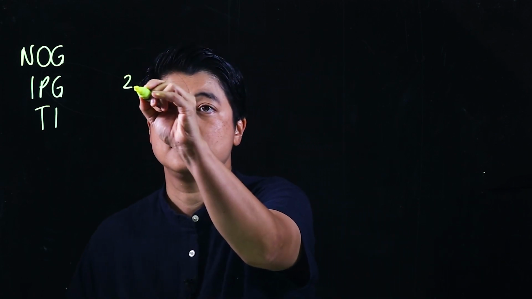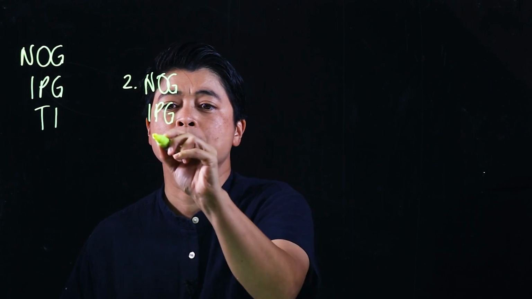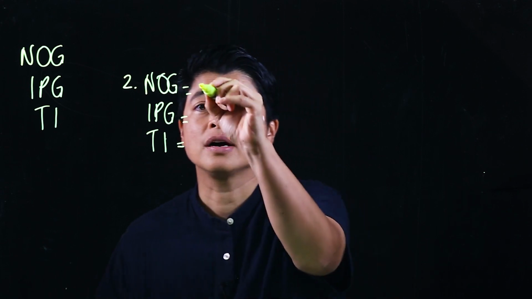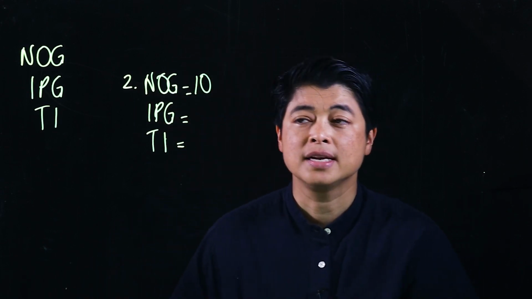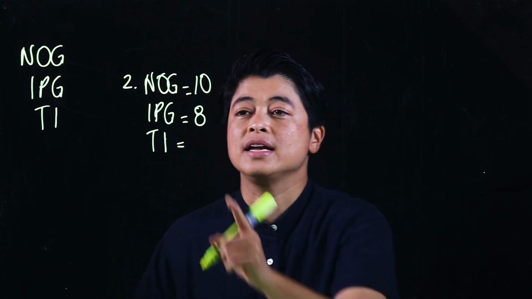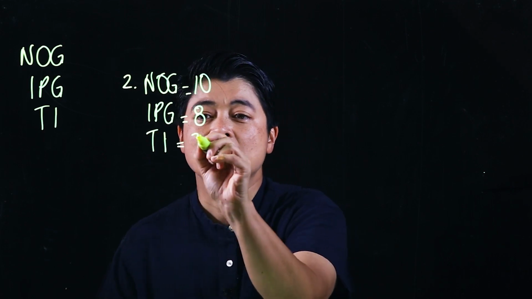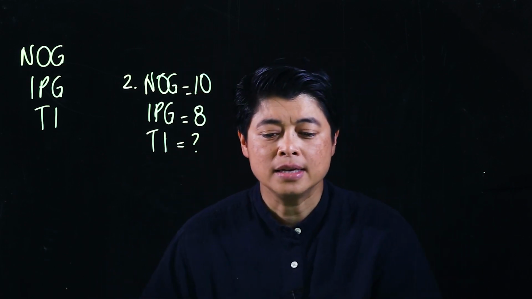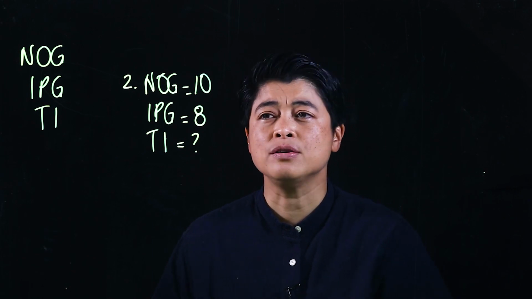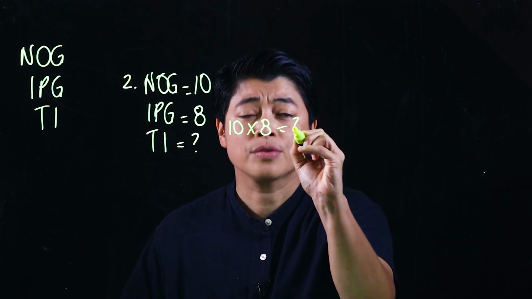So, number of groups, items per group, and total items. There are 10 coloring books, and each one has 8 pages. Each and per are the same. The question is, how many total stickers are there? So the equation that we will be using is 10 times 8 equals question mark.